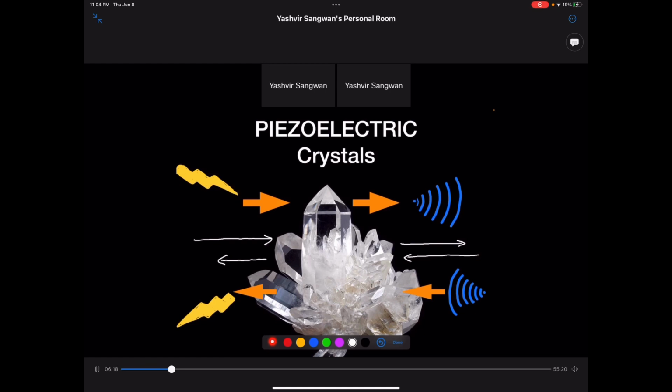When you give electric current to the electrodes, these metal plates vibrate and produce sound. When sound hits the metal plates, they vibrate and the electrodes then get electricity. It's the same concept, but using metal plates instead of piezoelectric crystals.